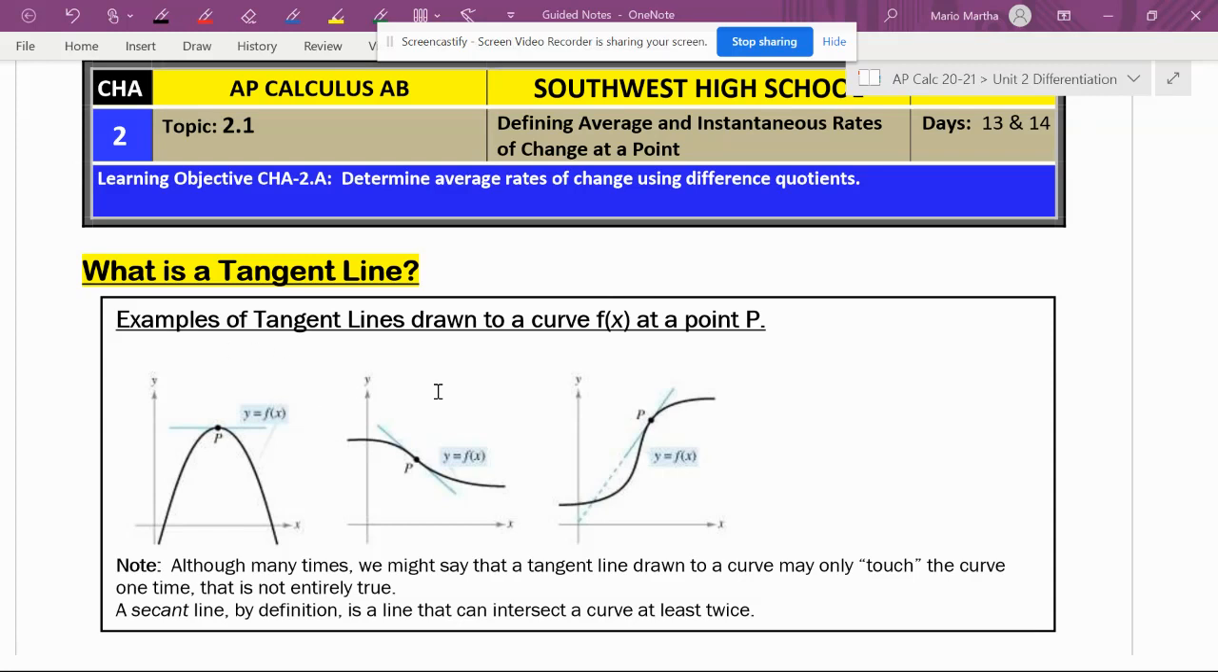So we start to talk about the instantaneous rate of change. To understand it, we first have to compare it with the average rate of change. So first, let's understand what a tangent line is. So what is a tangent line? Examples of tangent lines drawn to a curve f of x at a point P.